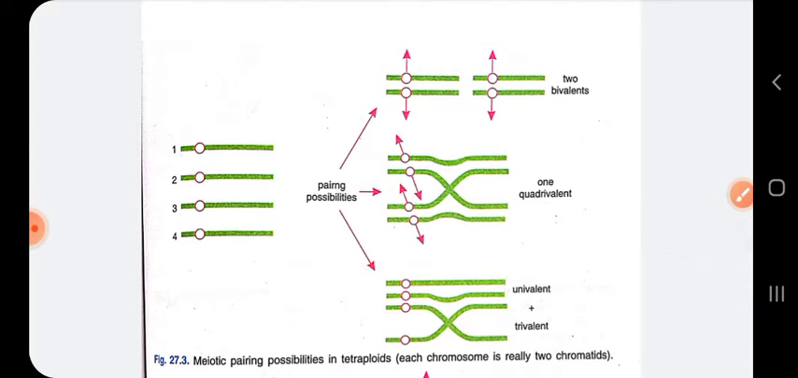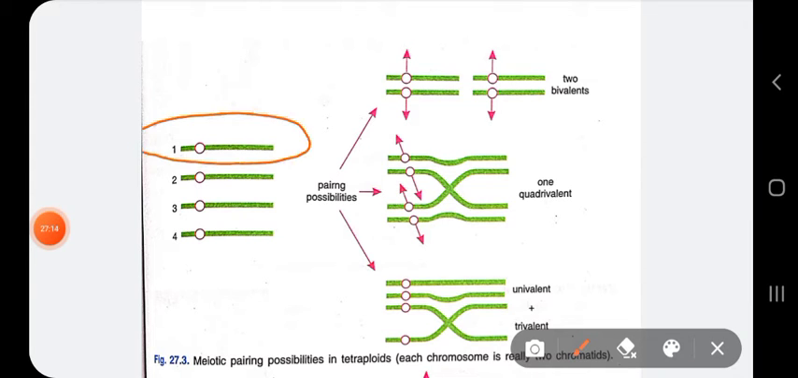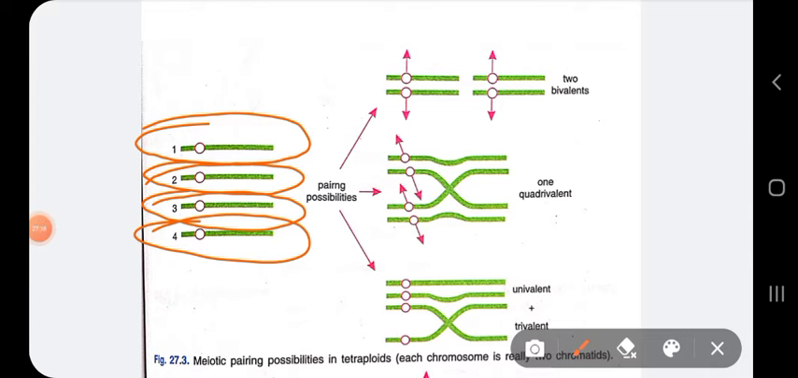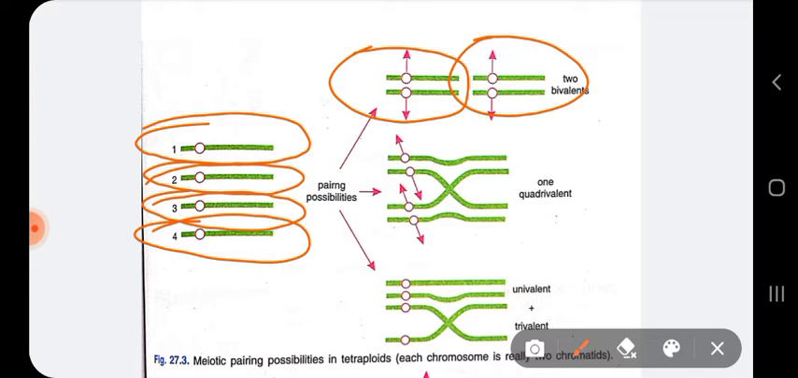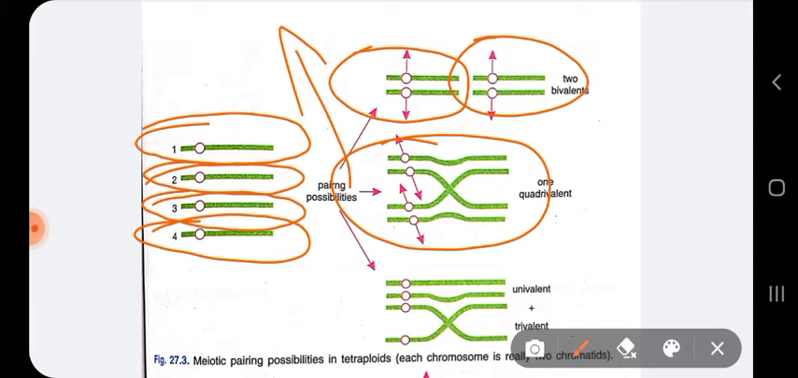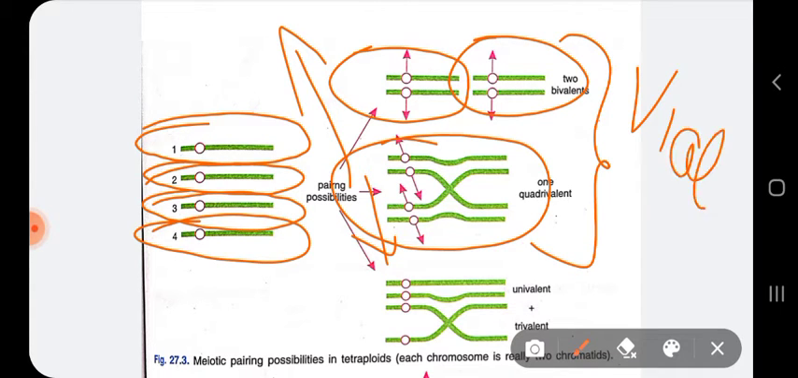Here you can see meiotic pairing possibilities in tetraploids. Each chromosome is really 2 chromatids. Each chromosome that has been shown is made up of 2 chromatids, and for simplicity it has been shown in this way. In the first case, 2 bivalents move to opposite poles very well, or the whole quadrivalent moves to one pole, either this pole or this pole. In both these cases, the gametes are going to be viable.